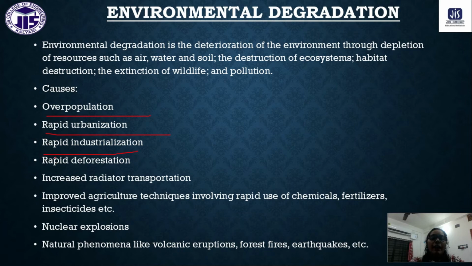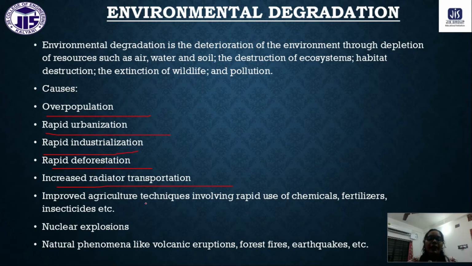Okay, rapid deforestation. If we cut the trees, that is very harmful for our sustainability also. Then increased transportation, right? With the development of the transportation process, what will happen? The maximum amount of air pollution comes from automobile engines.